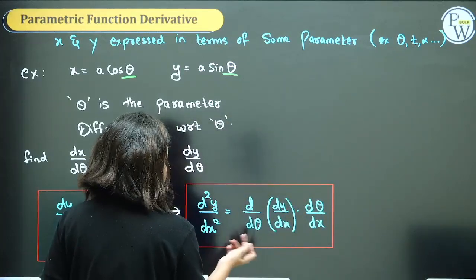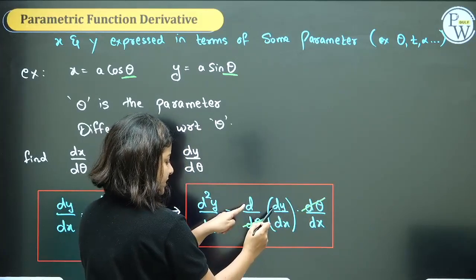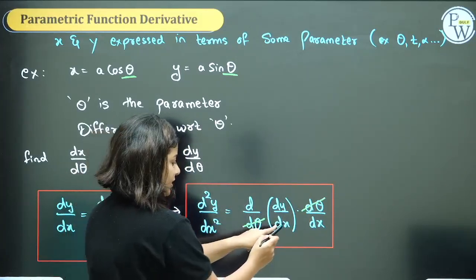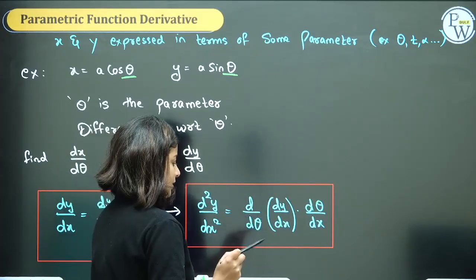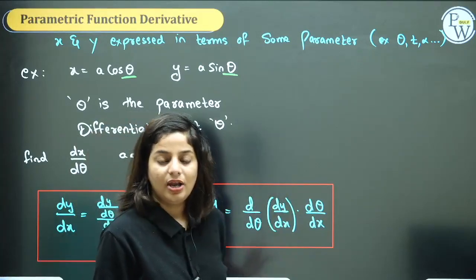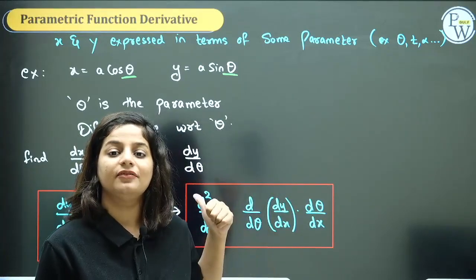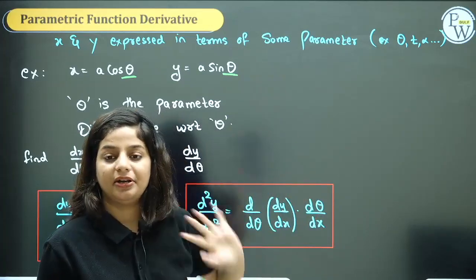Note it down. You can also remember it. This d theta cancels, so you can see d2y numerator and dx square denominator. So this d theta is kind of balancing it. That's how the formula comes. Remember it. Double derivative when it is parametric function.